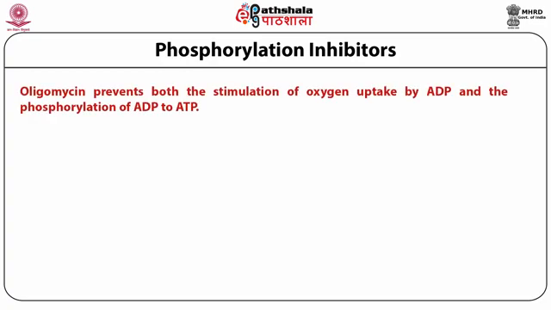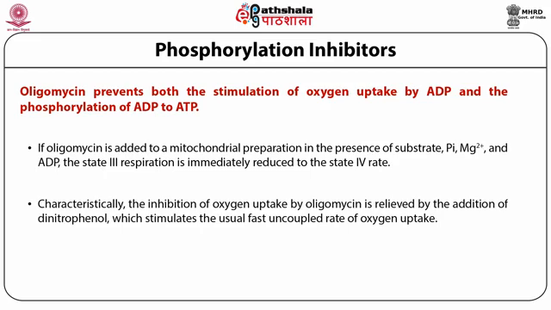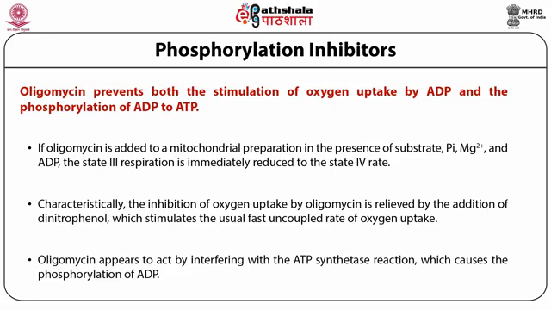Phosphorylation inhibitors. Oligomycin prevents both the stimulation of oxygen uptake by ADP and the phosphorylation of ADP to ATP. If oligomycin is added to a mitochondrial preparation in the presence of substrate, inorganic phosphate, magnesium and adenosine diphosphate, the state 3 respiration is immediately reduced to the state 4 rate. Characteristically, the inhibition of oxygen uptake by oligomycin is relieved by the addition of dinitrophenol, which stimulates the usual fast uncoupled rate of oxygen uptake. Oligomycin appears to act by interfering with the ATP synthetase reaction, which causes the phosphorylation of ADP.